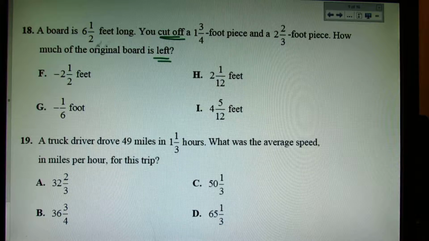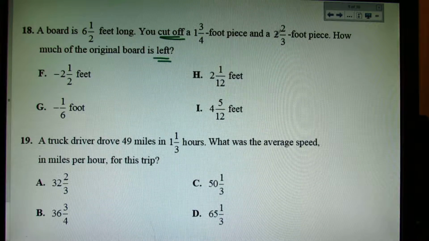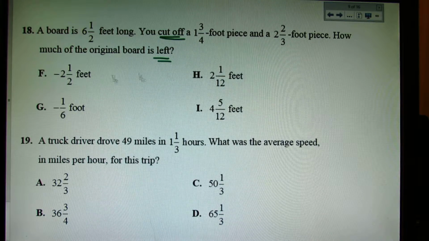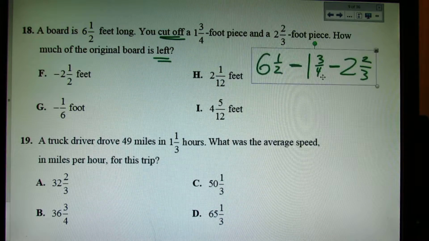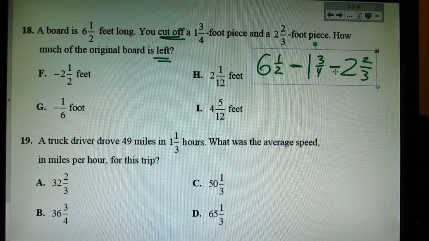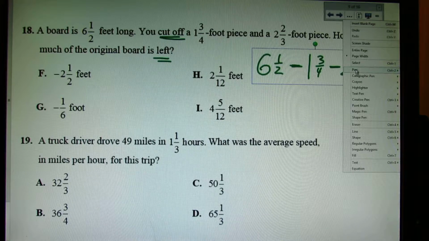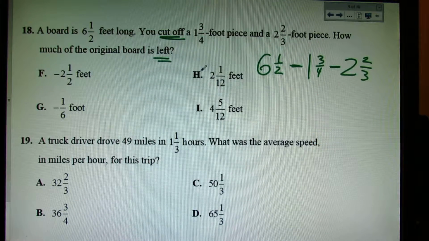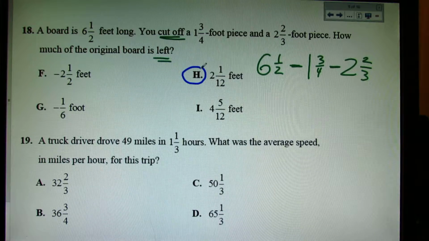All right, so I have my original board and then I cut off these two pieces. So I'm just going to write that as one big subtraction problem. 6.5 minus 1 3/4 minus 2 2/3. And again, going right to the calculator with this information, you are going to get 2 1/12, letter H.